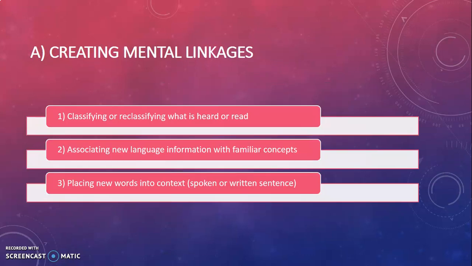I will now explain the first one, which is creating mental linkages. The first explanation of this part is classifying or reclassifying what is heard or read. So the grouping involves classifying or reclassifying what is heard or read into meaningful groups, thus reducing the number of unrelated elements. For example, a student is learning English, so he writes down in his notebook the new words that he hears, and he may categorize them grammatically.